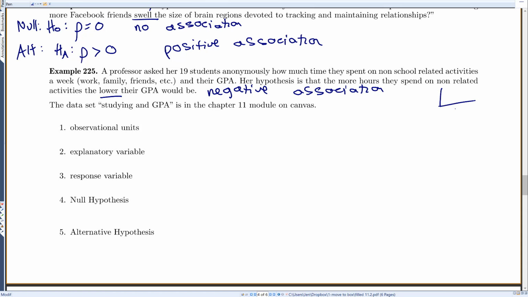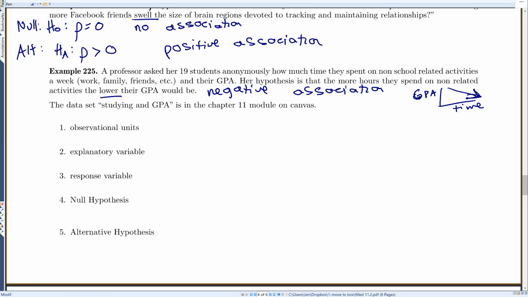So she's saying it would be something like this. This is their time, this is their GPA, and she thinks more time means a lower GPA. That's her hypothesis, and it might help to quickly sketch something like that. The data set studying and GPA is in the Chapter 11 module on Canvas, so we'll pull that up in a minute.